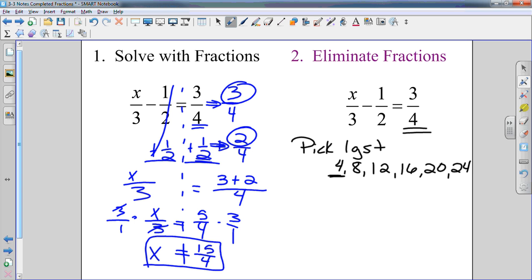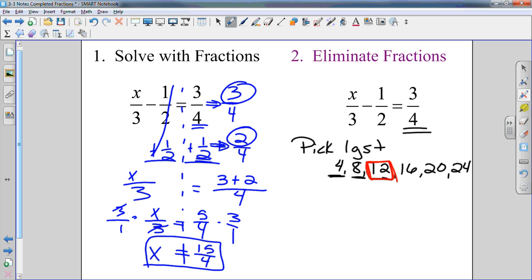Then you start here and say, okay, does 3 go into 4? No. So I've got to go to the next one. So I go to 8. Does 3 go into 8? No. Does 3 go into 12? Yes. Does 2 go into 12? Yes. That's how I know what number the least common multiple, or denominator, is going to be: 12.